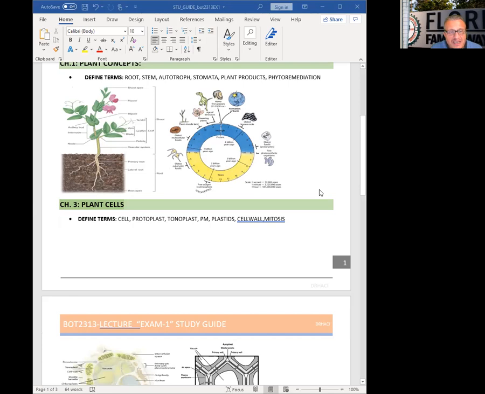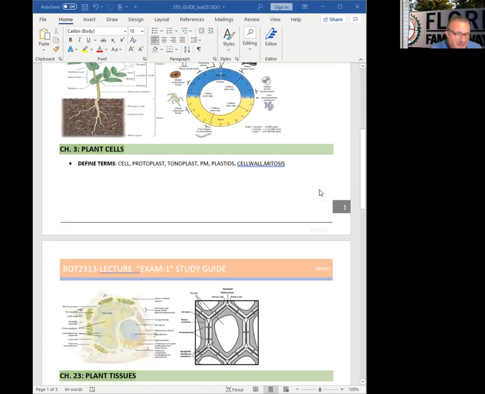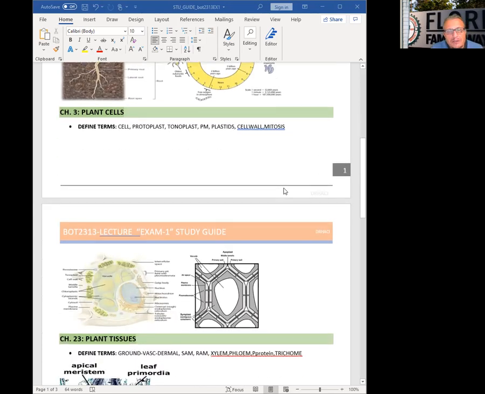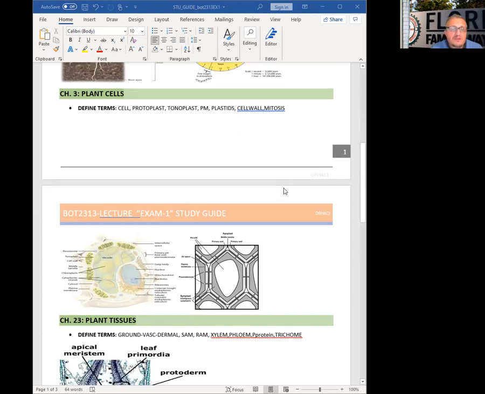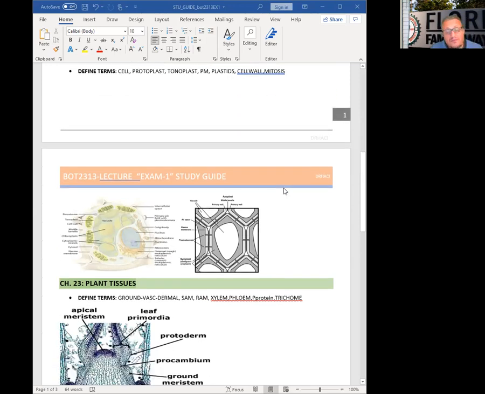Chapter 3 is the next one, which is plant cells. A plant cell is unique and special because it has some unique organelles, including chloroplast, cell wall, and vacuoles. Especially chloroplast, which is very important. Chloroplast is the organelle where the most important reaction on the biosphere takes place, which is photosynthesis. So always remember that.